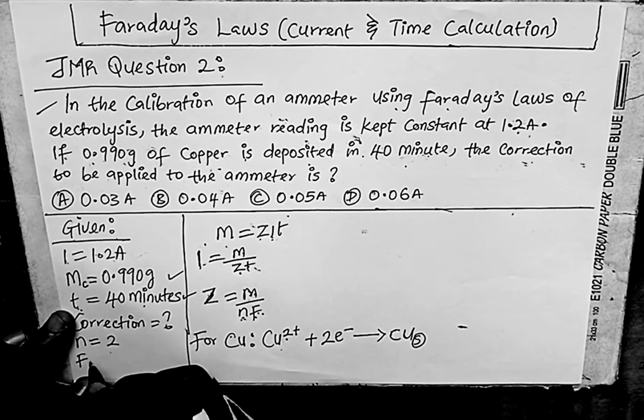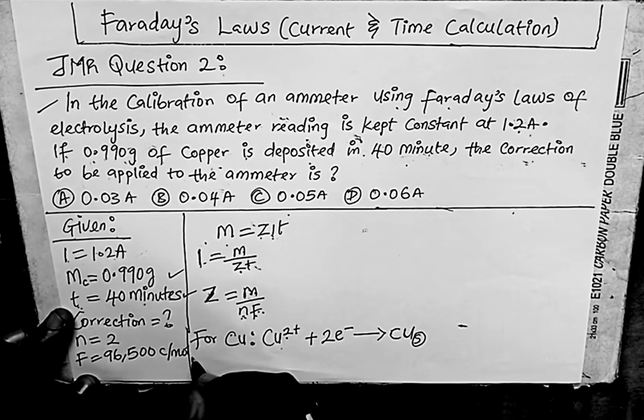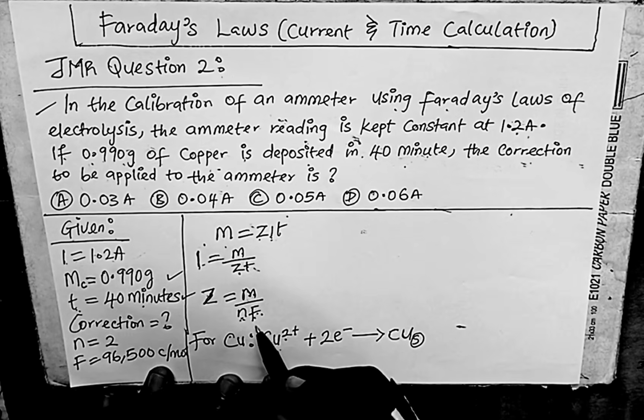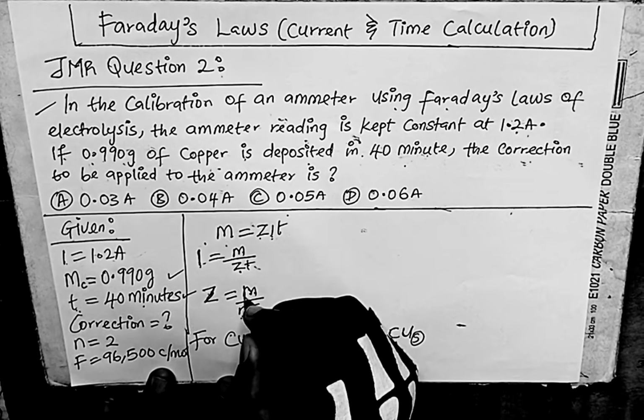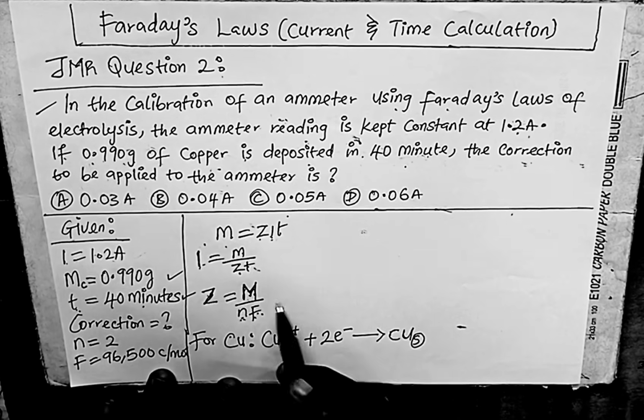F is the Faraday constant, equal to 96,500 coulomb per mole. Which other one do we need again? We need the molar mass. Make no mistake: small letter for mass, capital letter for molar mass. So we need the molar mass.